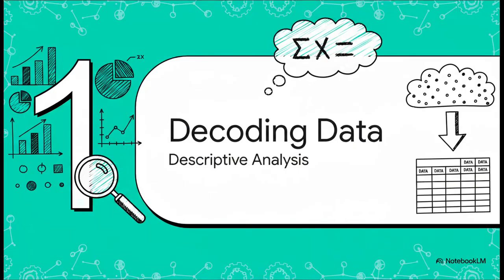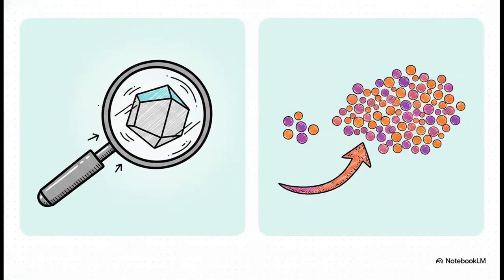Okay, moving to section 1, decoding descriptive analysis. To really understand our tools, we absolutely have to know their limits, right? Data analysis is generally split into two major camps. Inferential analysis is what helps us make educated guesses, like taking a small sample of people and generalizing that to an entire country's population. It's all about testing hypotheses.